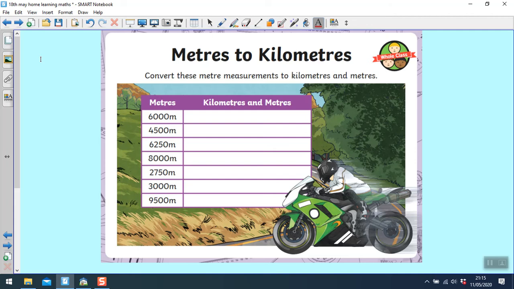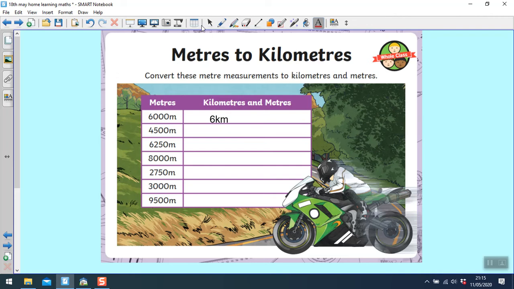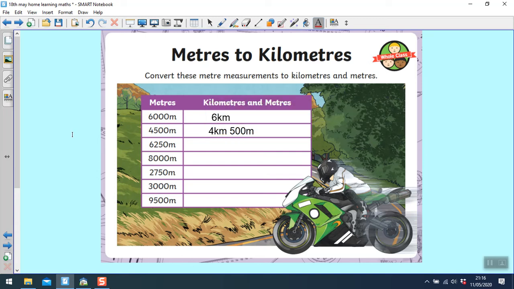So using that fact, we're going to turn these metre measurements into kilometres and metres. So 6,000 metres, got to divide the metres number by 1,000 to get our kilometres number. 6,000 divided by 1,000 is 6 kilometres. 4,500 divided by 1,000, so we move everything 3 places to the right, it's going to be 4.500. So 4 kilometres 500 metres. Pause the video while you have a go at the other ones.